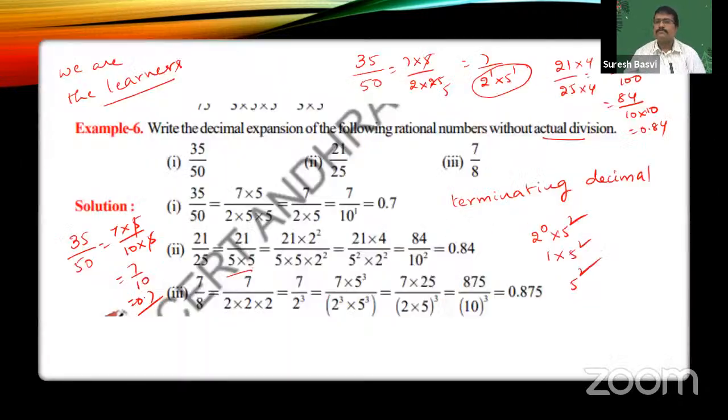Next also, 7 by 8 is nothing but 875 by 10 cube, that is 0.875. We can't do any division here. So that's why it is going to be like this. Why? Because you have to multiply numerator and denominator with the same number. Am I right, Nana? So have you understood it?